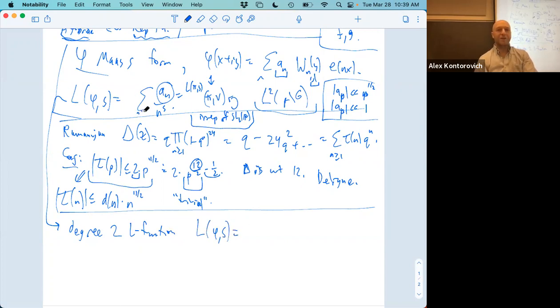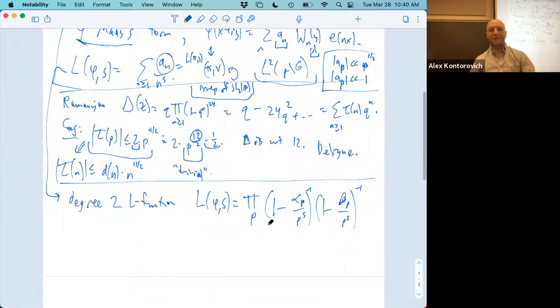It looks like a Dirichlet series, but the better way to think about it is an Euler product. Let's take a Maass form on GL2. In general, if you're on GLn, it's going to be degree n. In GL2, it's going to be a degree 2 L function, which means that its Euler product has 2 Euler factors: 1 minus alpha p over p to the s, and 1 minus beta p over p to the s, inverse.